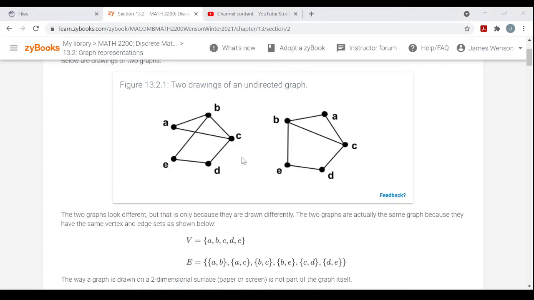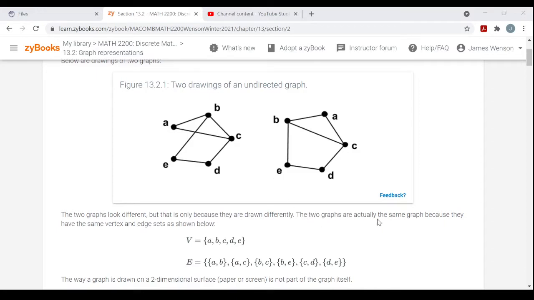Now if you look closely, they look different, sure. This has like a little cross and this one doesn't. The two graphs look different, but that is only because they are drawn differently. See, this second graph here is basically this first graph, but they just twist A and B around. So these are actually the same graph.